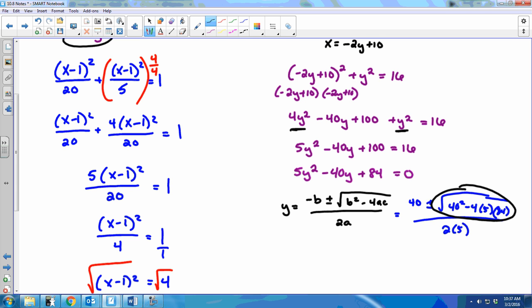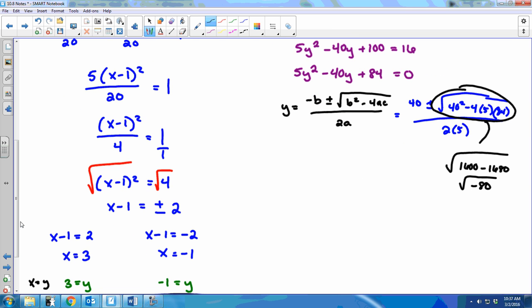If you get 0, there's only 1 solution, because you're doing plus or minus 0. If you get a positive, there's 2 solutions. And if it's negative, you get no solution. All right? So I'm going to focus on what's underneath the square root. 40 squared is 1,600. And 4 times 5 times 84 is 1,680. So I'm going to get the square root of negative 80.